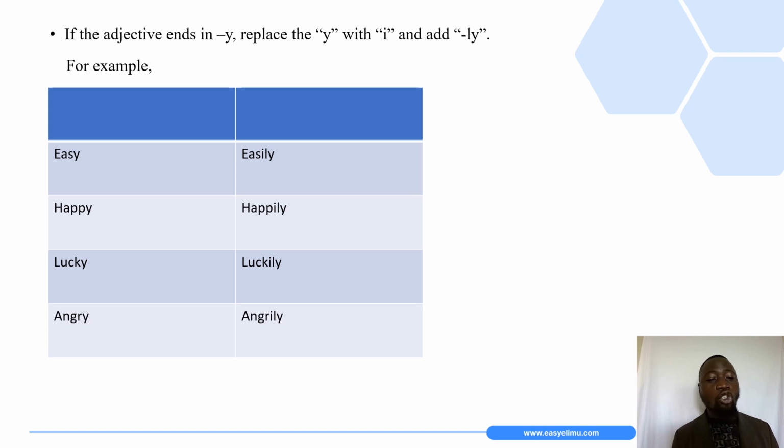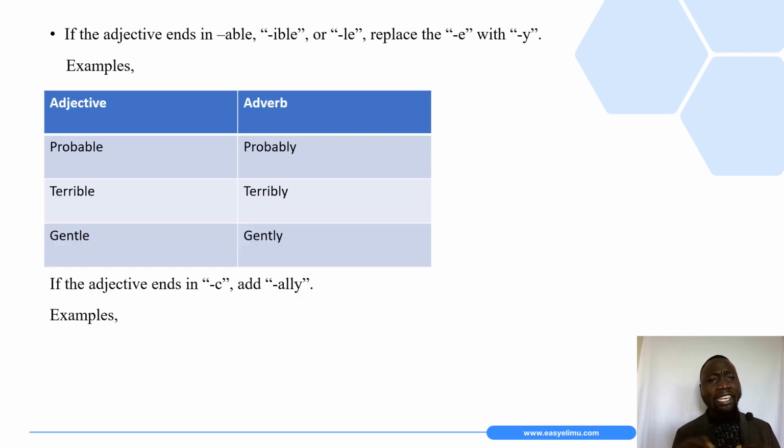So the same has been done to lucky. So after removing the Y and replacing it with I, we have luckily. And there is also, these are the example, angry. Again, if we drop letter Y and replace it with I, the adverb that is formed is angrily. So again, there are adjectives that end in able or ible.